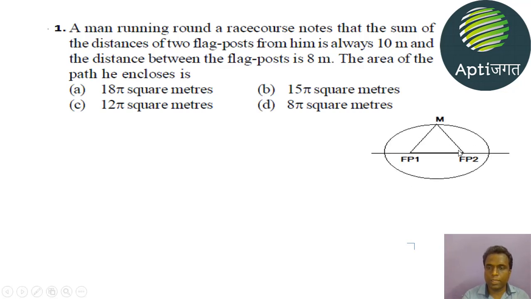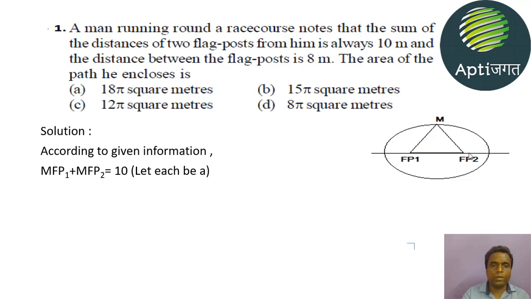So first we will draw the figure. We have two flag posts, FP1 and FP2, and the third point M is the position of the man. This M position is varying, but FP1 and FP2 are constant. And what is the distance between them? 8 meters. The distance of the two flag posts from him is always 10 meter, so the sum of MFP1 plus MFP2 is always 10. So we will make the equation MFP1 plus MFP2 is equal to 10.